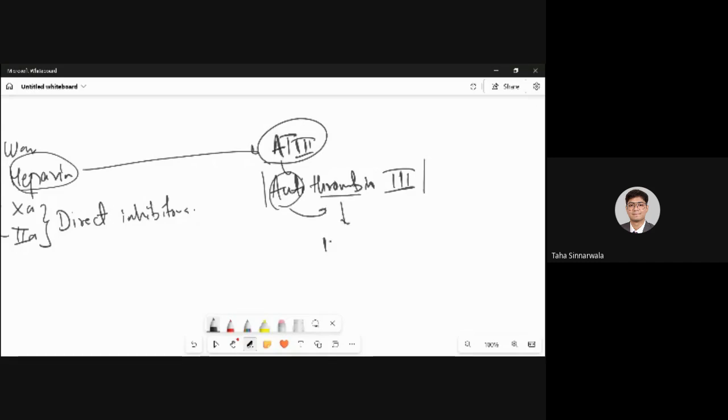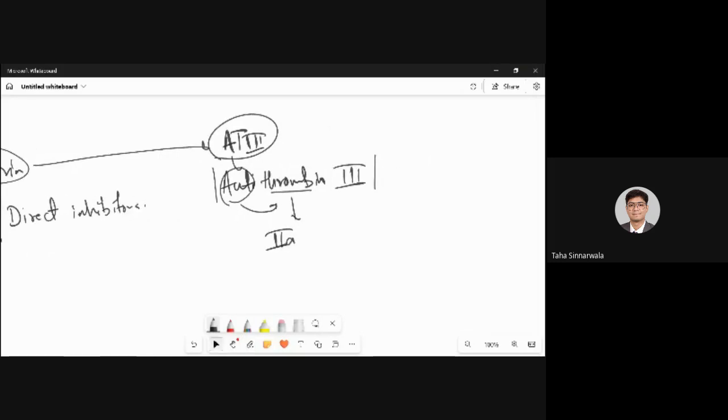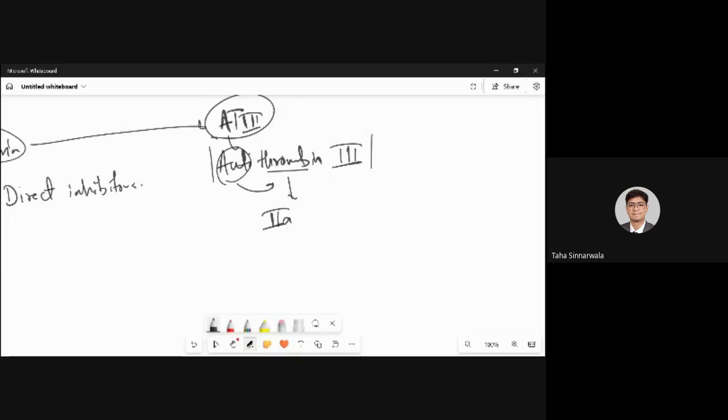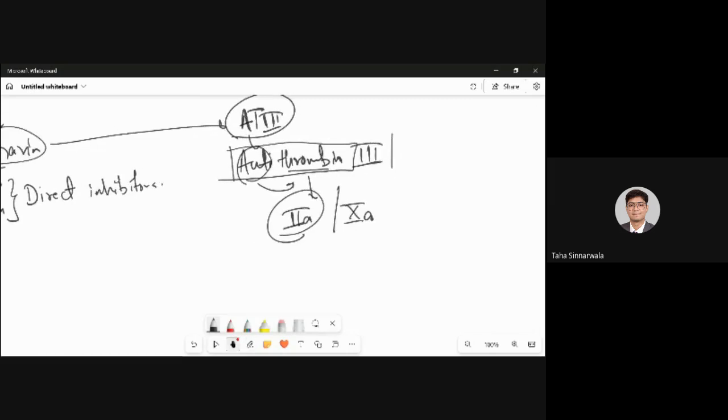Now, thrombin is factor 2, or factor 2A if it's activated. That's the entire effect of heparin. It inhibits factor 2A, and along with that, one thing we do need to remember is that it also inhibits factor 10A. These are the two molecules that heparin inhibits. Why? Because it starts with antithrombin 3. Simple, right? That's the entire mechanism of action of how heparin works.